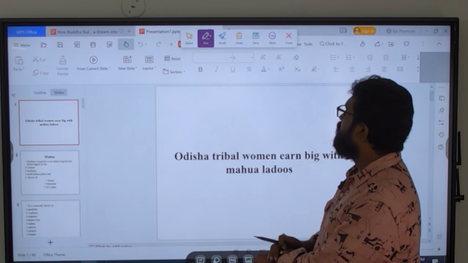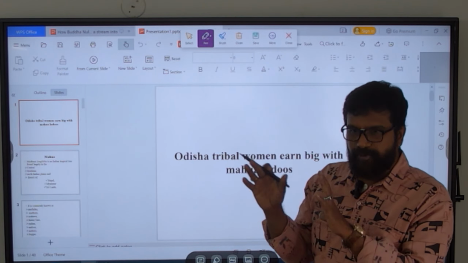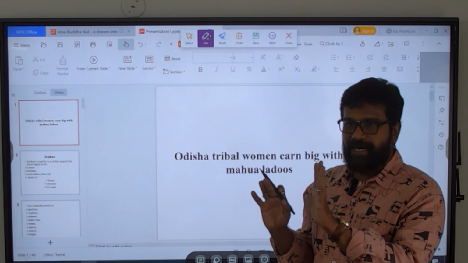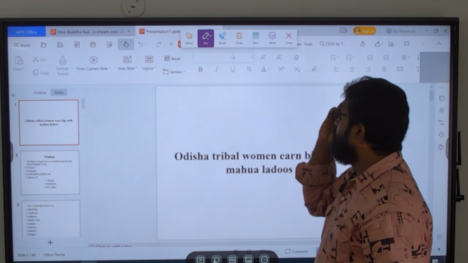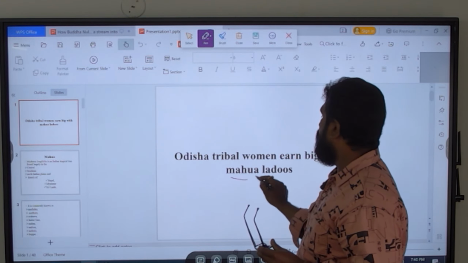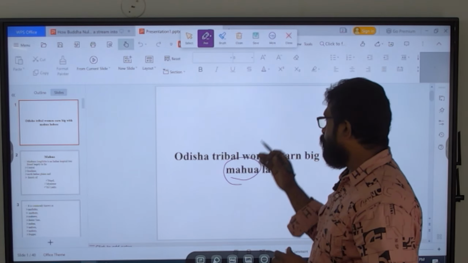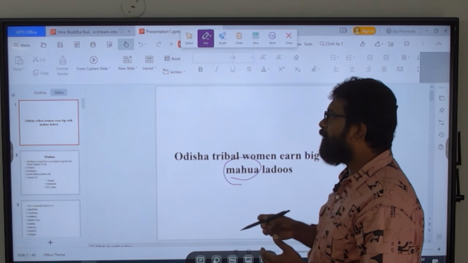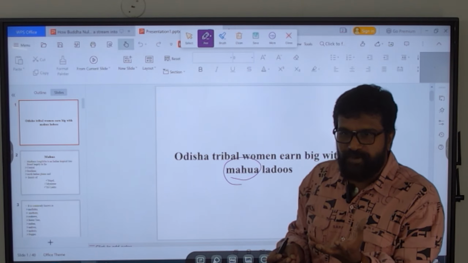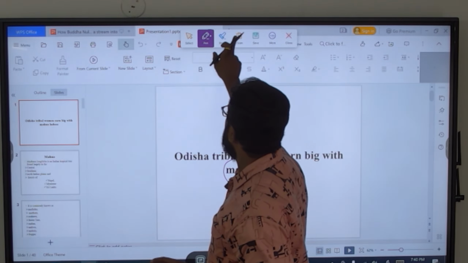Actually, there is a tree in North India, not only in North India, in some part of India, which is called Mahua. The tribal people who are living in Odisha make some laddus from this Mahua tree. This is actually the news. Look at here.